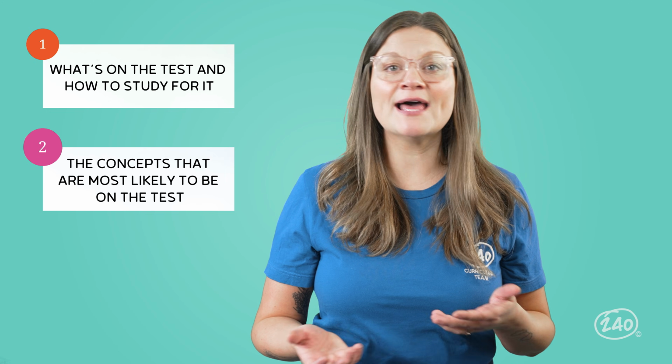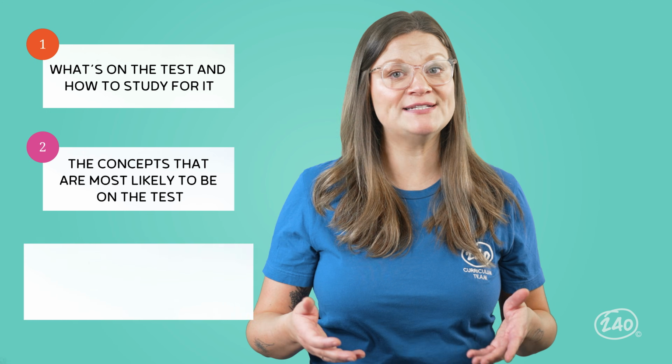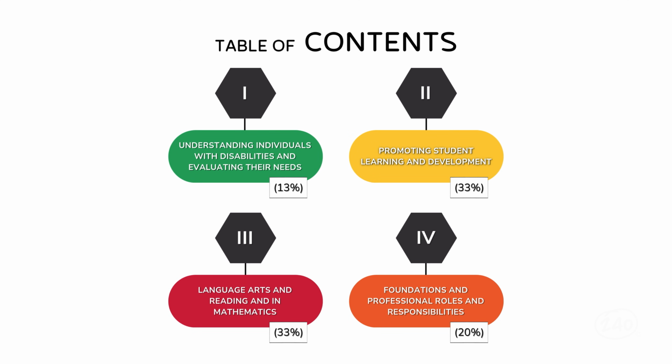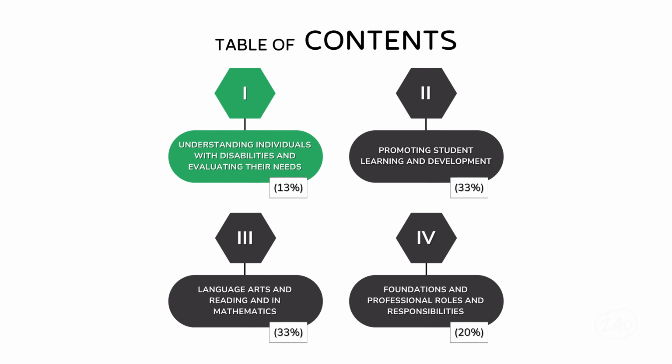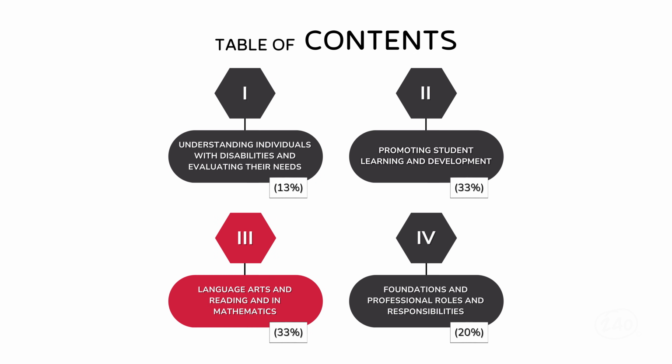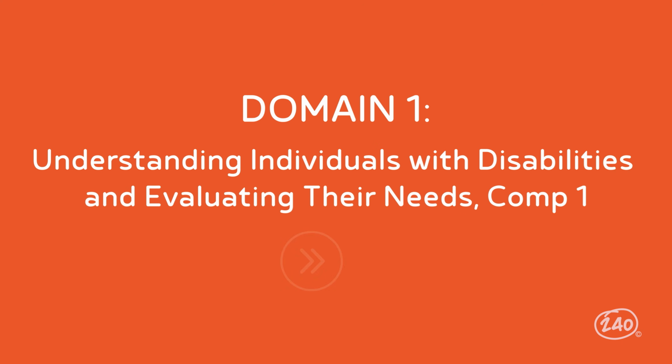In this video, we're going to cover three things: what's on the test and how to study for it, the most likely concepts that will be on the test, and we're going to look at a few practice questions. Now, the TExES 161 exam is broken into 4 domains: understanding individuals with disabilities and evaluating their needs, promoting student learning and development, promoting student achievement in English language arts and reading and in mathematics, and foundations and professional roles and responsibilities. Each domain has between 2 and 5 competencies nestled under it.